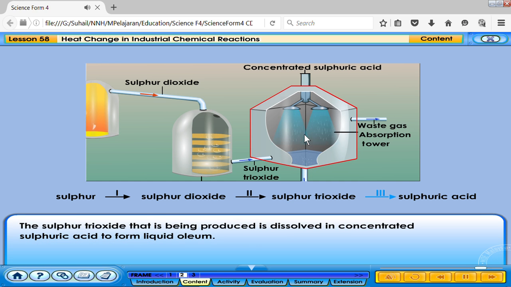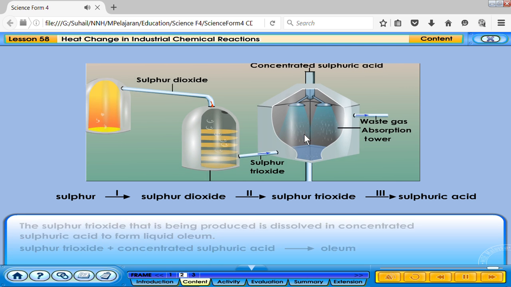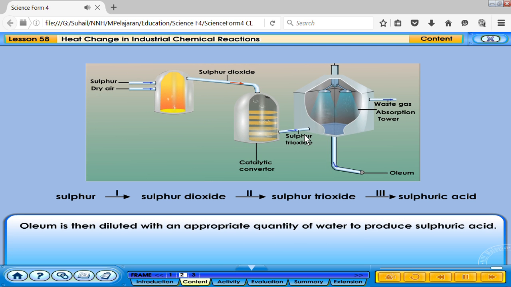The sulfur trioxide that is being produced is dissolved in concentrated sulfuric acid to form liquid oleum. Oleum is then diluted with an appropriate quantity of water to produce sulfuric acid.